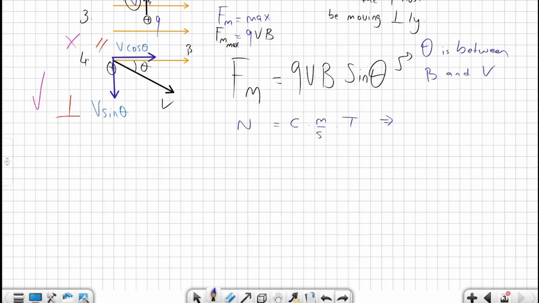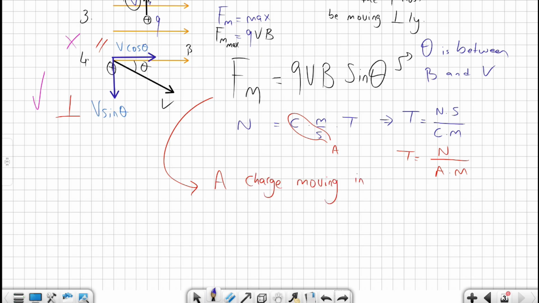Let us rearrange this. Tesla will be equal to Newton times second divided by Coulomb times meter, or Coulomb per second is ampere, and we can rewrite Tesla as Newton over ampere times meter. Remember that this equation is correct for a charge that is moving in a magnetic field. The equation only gives us the magnitude, but magnetic force is a vector quantity, so it has direction too.